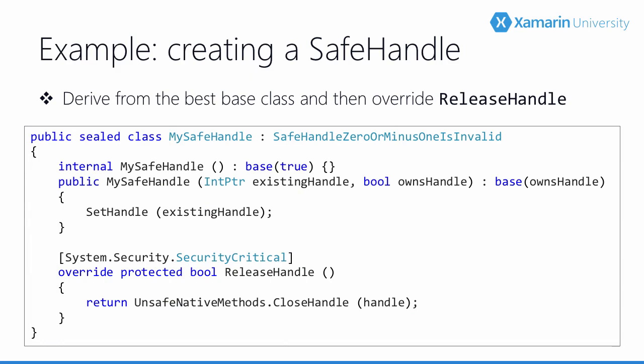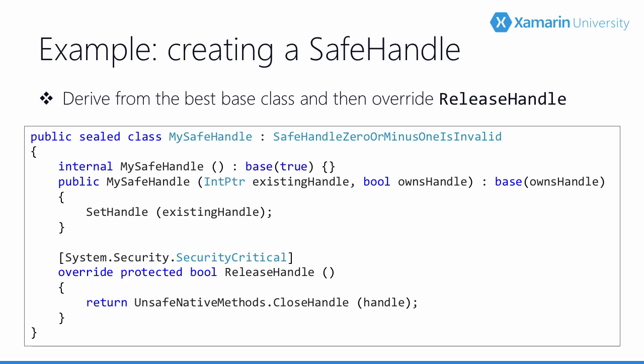So here's an example. The way that we implement a safe handle is we derive from one of those safe handle types. In this case, we're using safe handle 0 or -1 is invalid. And notice that we have a constructor that takes our int pointer, so the external client's going to allocate the handle. They're going to be responsible for calling the native API to actually allocate it. And they're going to pass us in the existing handle that we're going to call setHandle on in order to associate with our safe handle type.